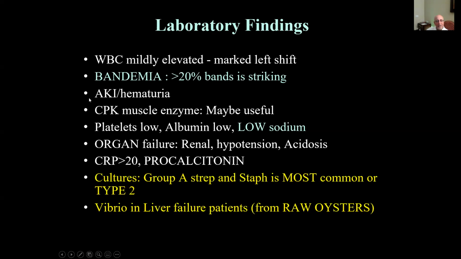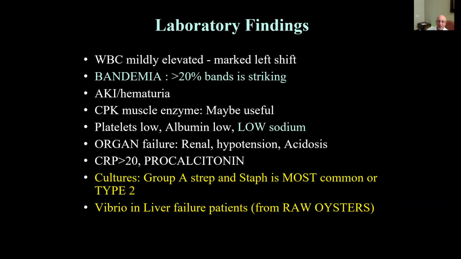There's often multiple organ failure, including acute kidney injury. CPK may be helpful and is elevated if there is muscle injury. Platelets are often low, albumin level is low, and notably the serum sodium is low. There is evidence of multiple organ failure, including renal failure, hepatic failure, hypotension, metabolic acidosis, including severe lactic acidosis. A C-reactive protein, if obtained, is generally over 15 to 20, and a procalcitonin level will be markedly elevated, especially if the patient has bacteremia.